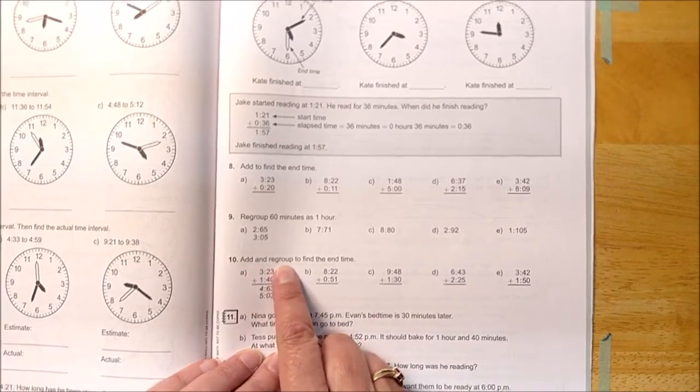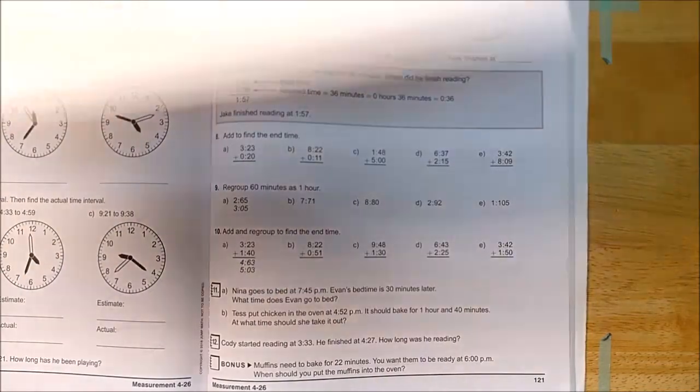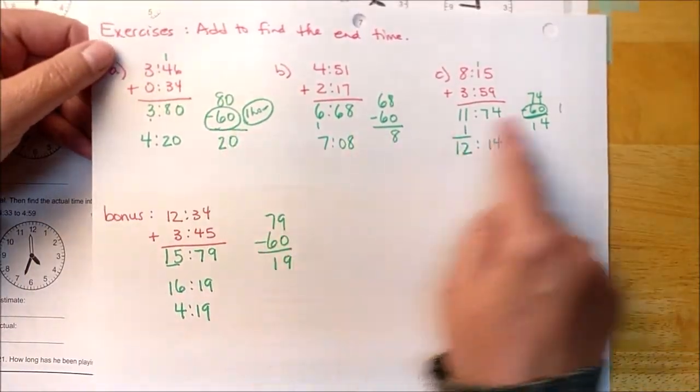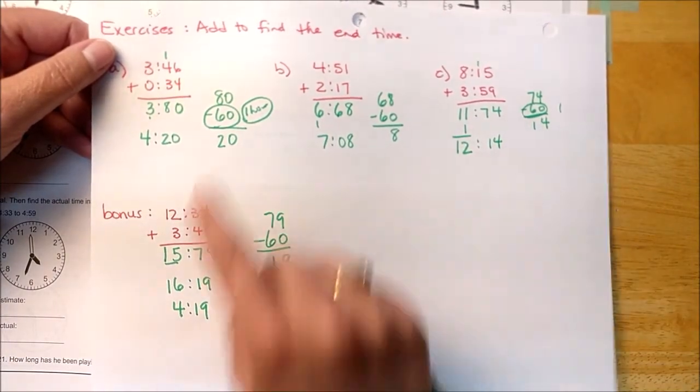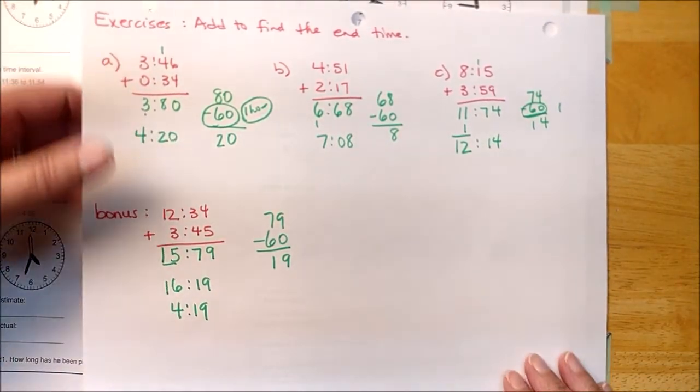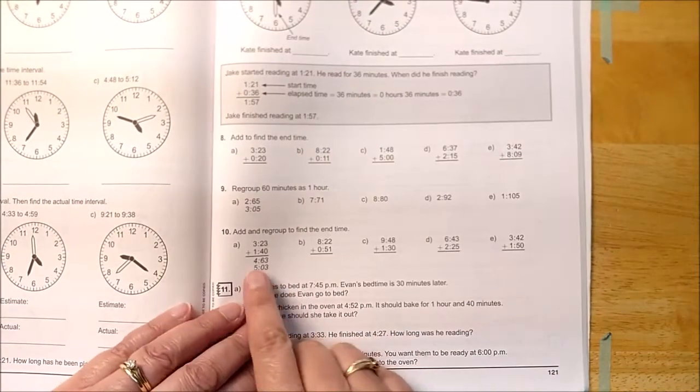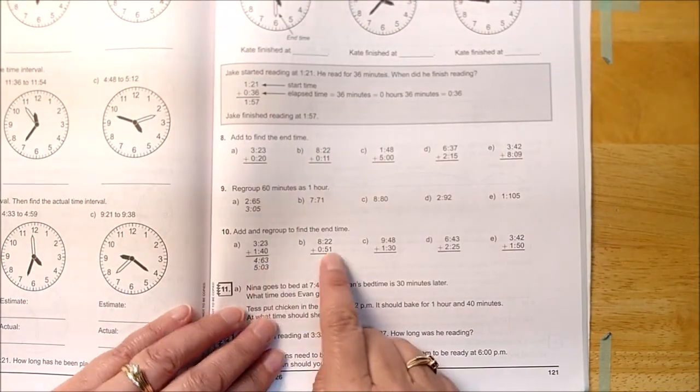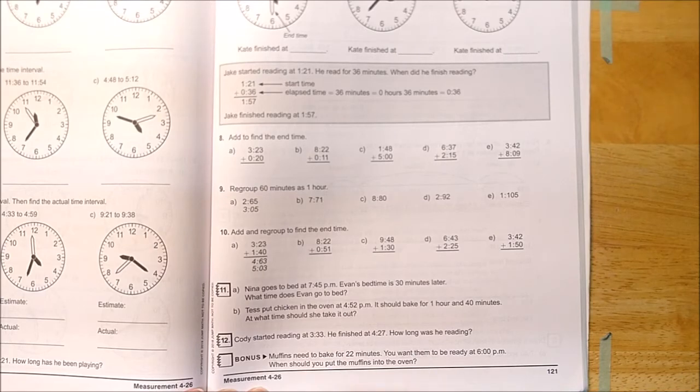Here you're going to add and regroup. This is just like what we were doing on the last activity where your minutes is going to be over an hour. So you're going to have to take that hour away. And they show you how to do that down here. And then you have some story problems.